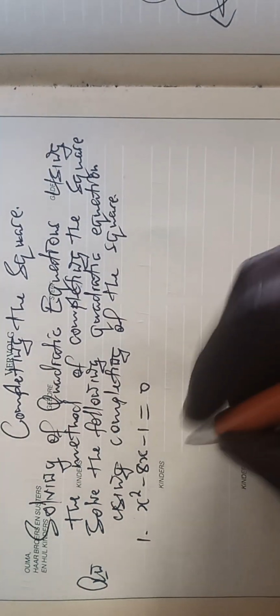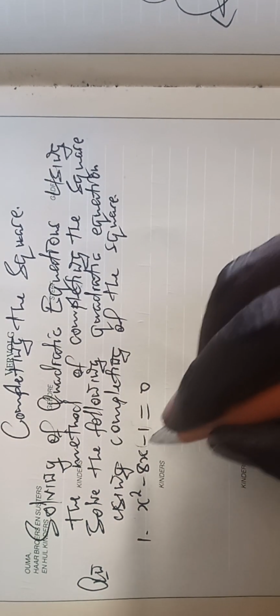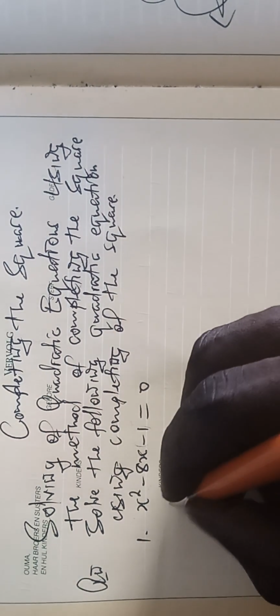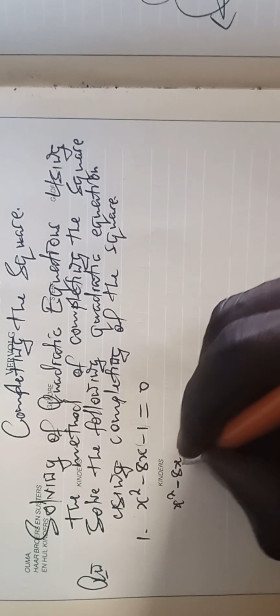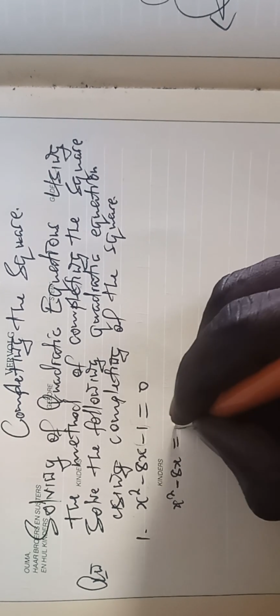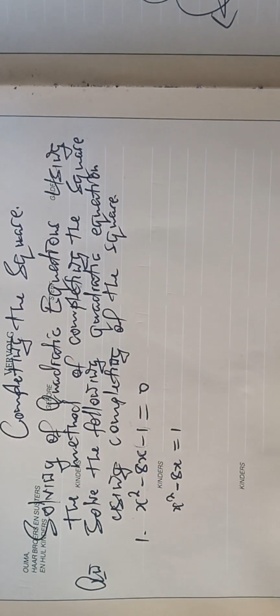This method is very simple and straightforward. The first step is just to take the constant to the other side of the equal sign, and we are going to be left with x squared minus 8x is equal to 1.